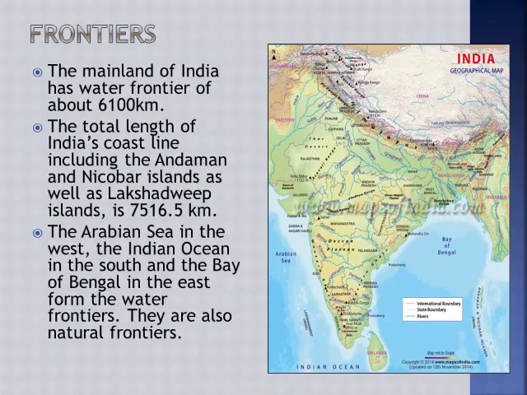The mainland of India has a water frontier of about 6,100 kilometers. The total length of India's coastline, including the islands of Andaman and Nicobar as well as the islands of Lakshadweep, is 7,516.5 kilometers. The Arabian Sea in the west, the Indian Ocean in the south, and the Bay of Bengal in the east form the water boundaries. They are also known as the natural frontiers because they act as a natural border to our country.